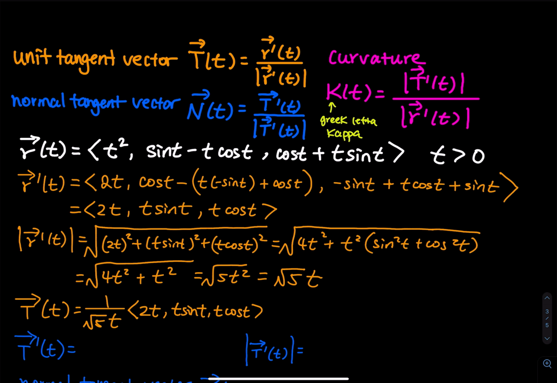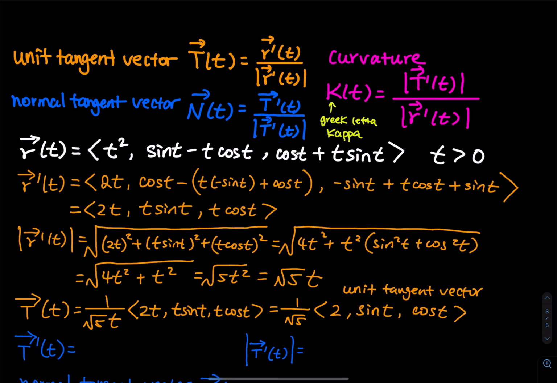So that one, all you have to do is distribute the 1 over t. Once you distribute the 1 over t, you have 1 over square root of 5. 2t divided by t is 2. And then sine of t divided by t, you have sine of t. And then you have cosine of t. So what is this result? This is a unit tangent vector, which is capital T of t.